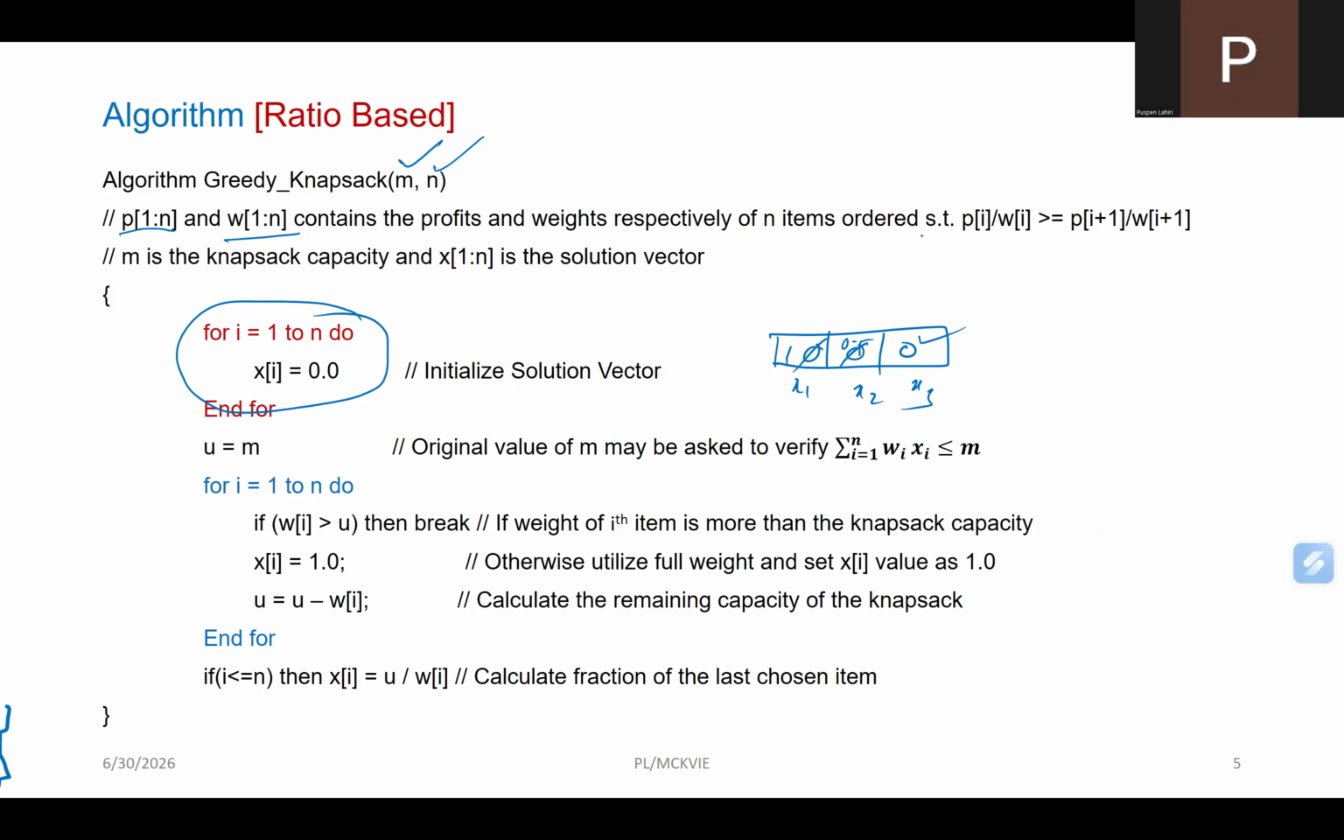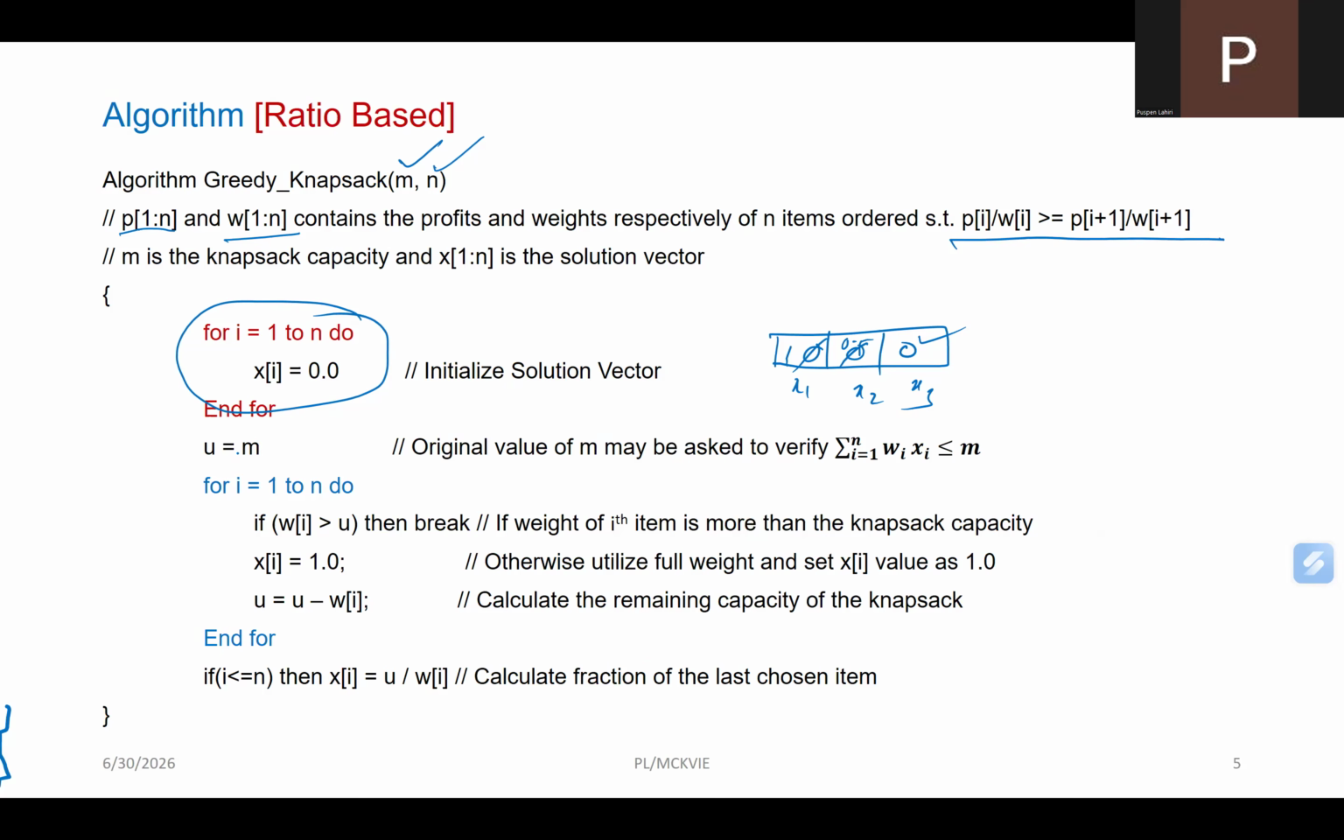And again, I'm repeating, the third item means the item having the least profit weight ratio. The second item is the item having the second highest profit weight ratio. And the first item means the item having the maximum profit weight ratio, so that it follows this: P1 by W1 greater than or equal to P2 by W2 greater than or equal to P3 by W3. Okay. So let us initialize the solution vector by all 0.